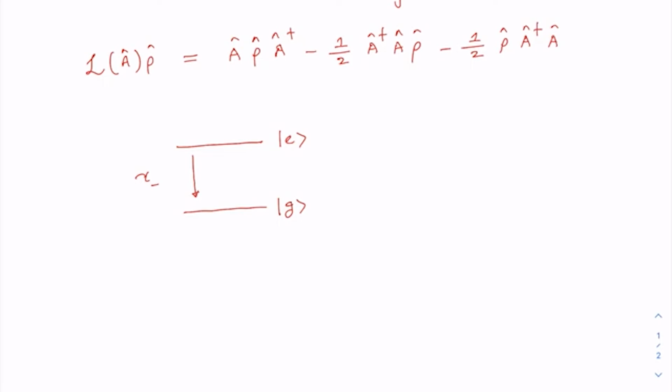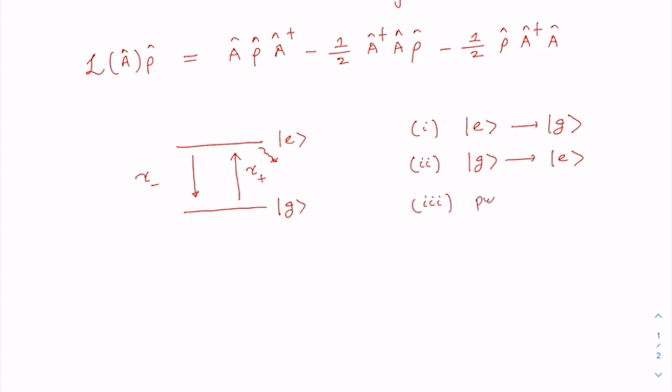So first process, we are having transition from the excited state to the ground state, and we have also a process where transition can occur from the ground state to the excited state, and that rate of occurrence is say gamma plus. So this is also a process we have. And finally, in addition to all these things, we have pure dephasing, and that happens at the rate say gamma phi.